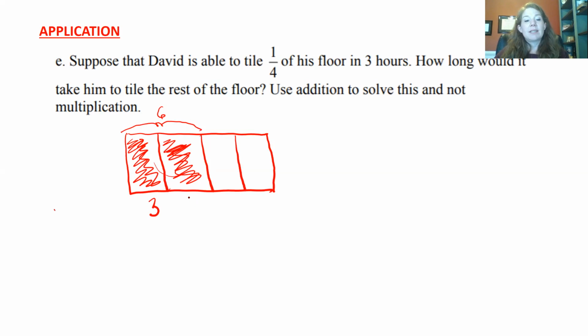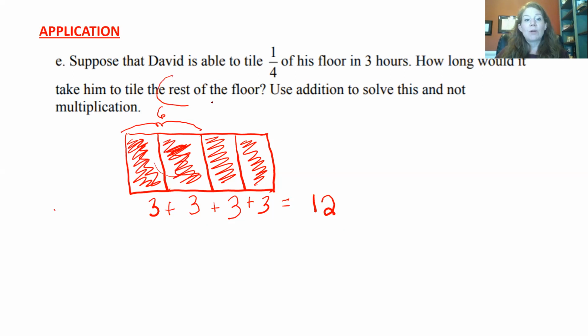What about the next 1/4? Well, the next 1/4 would also be 3 hours. And finally, the 4th 1/4 would be 3 hours as well. So all together, how many hours total it would take him to do the entire floor would be 12 hours. But it doesn't ask how long did it take him to tile the entire floor.